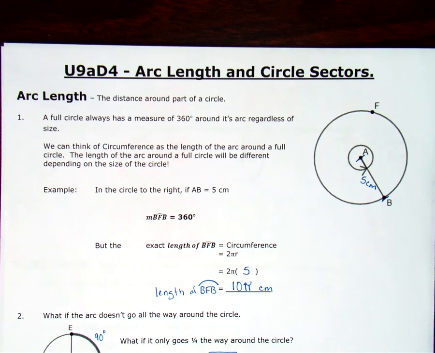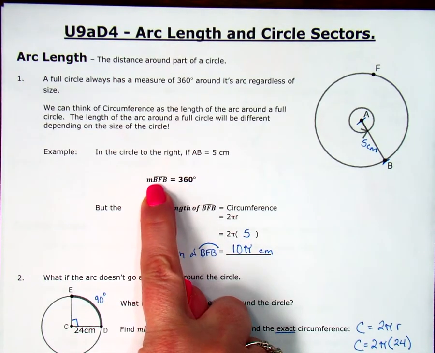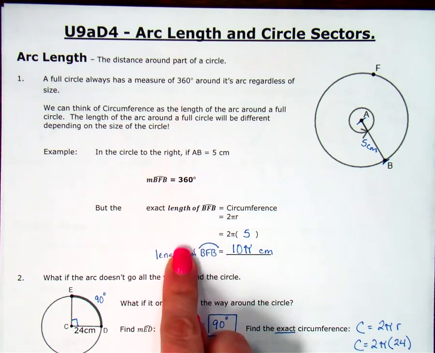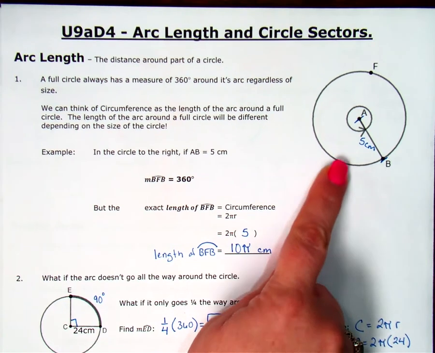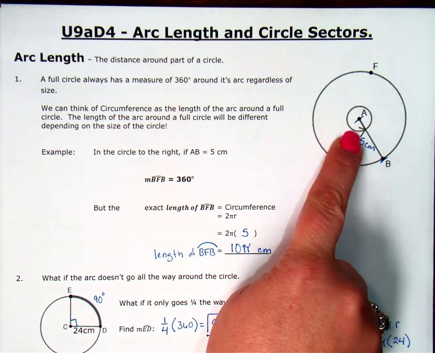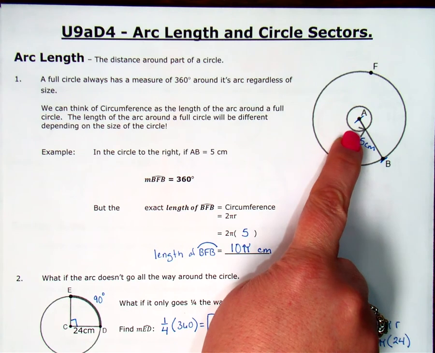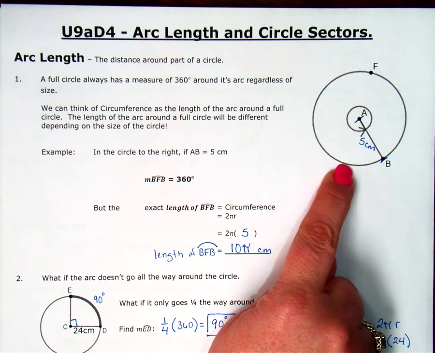Welcome back to our last video for Unit 9A, Day 4, arc length and circle sectors. We already talked about arc length, how it's not the degrees, not the measure. There's a difference between the measure of an arc, which maxes out at 360, and our arc length, which can be any size, big or small, depending on the radius of our circle. All circles have a measure of 360, but this circle, although it's 360 degrees around, will be a much smaller length than the length around this circle that has a bigger radius.